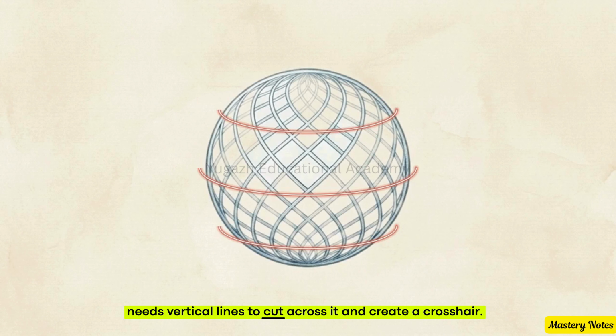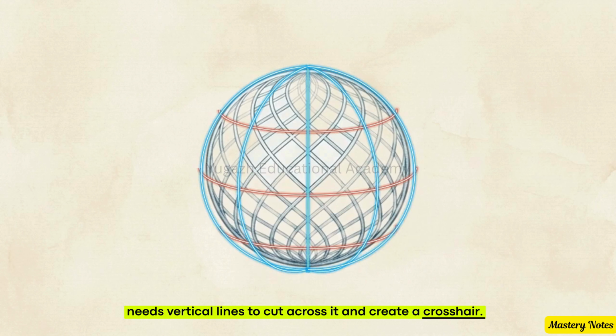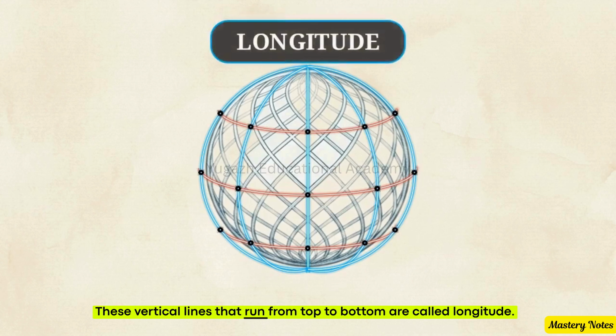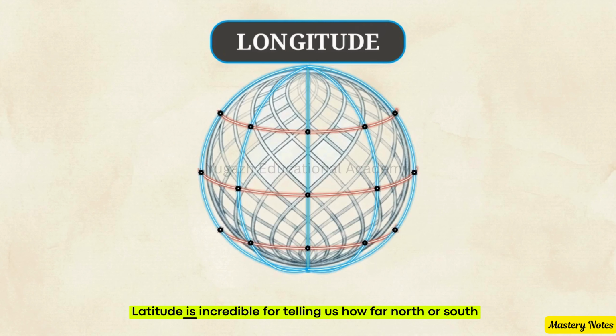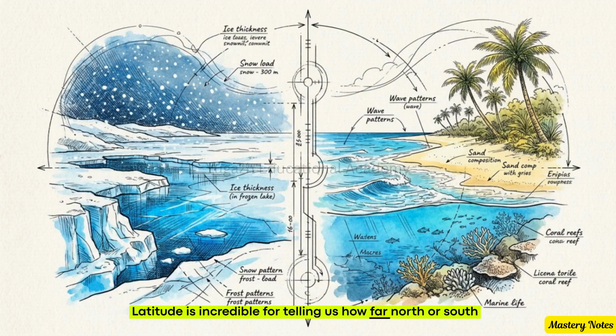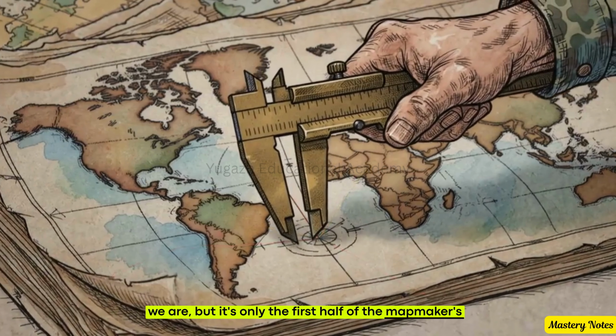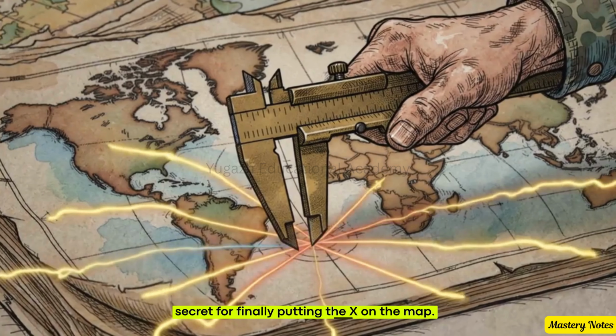Our horizontal ladder needs vertical lines to cut across it and create a crosshair. These vertical lines that run from top to bottom are called longitude. Latitude is incredible for telling us how far north or south we are, but it's only the first half of the mapmaker's secret for finally putting the X on the map.